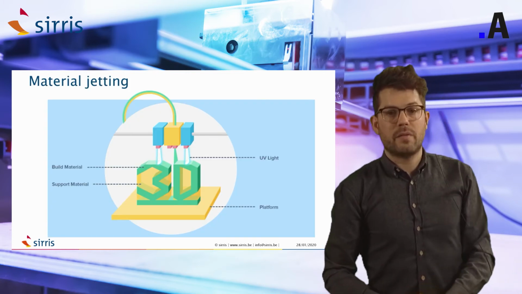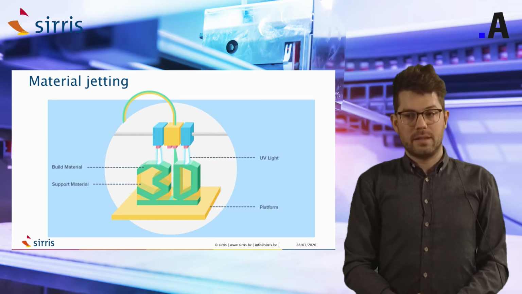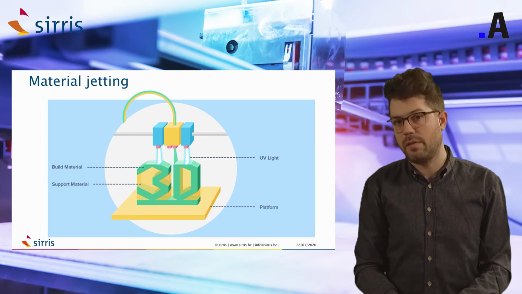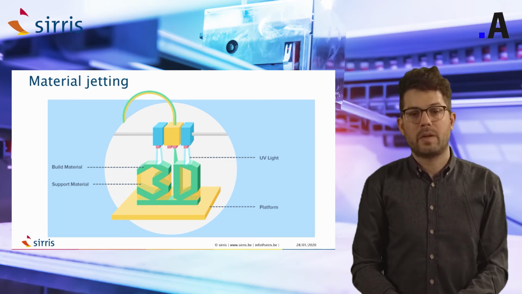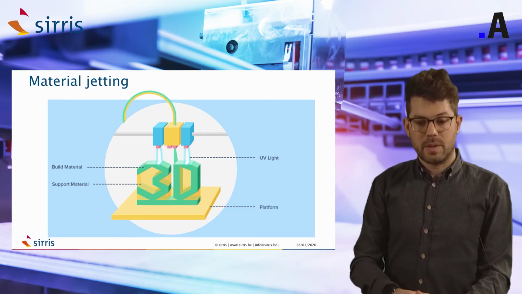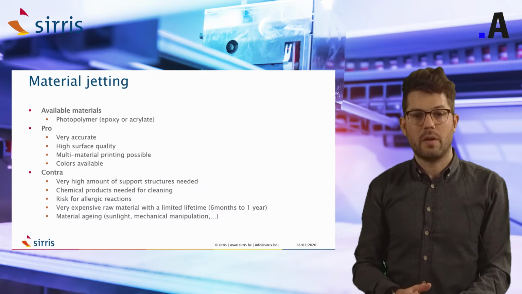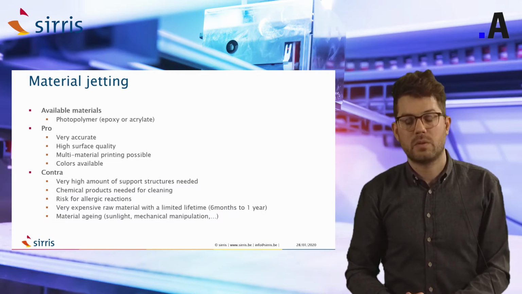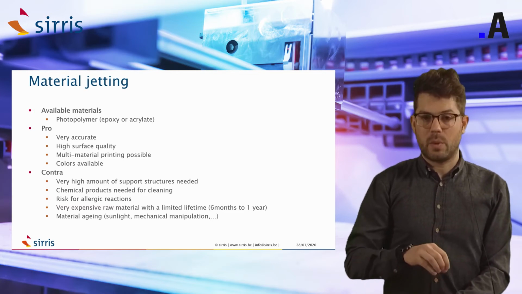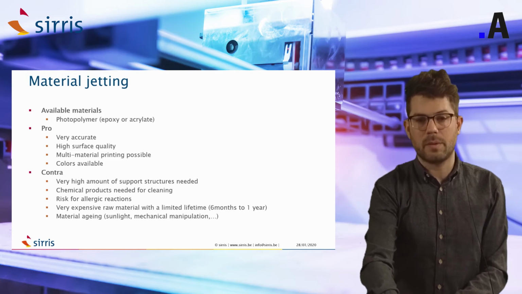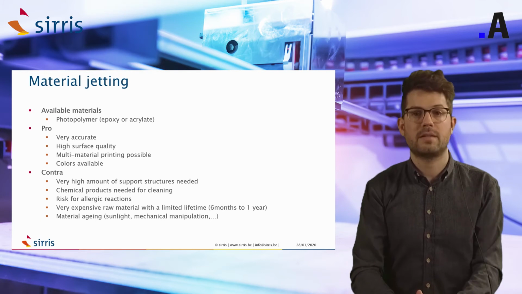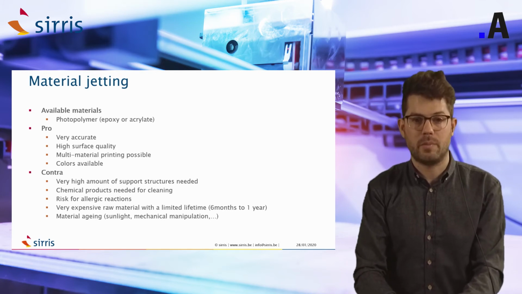Then the next technology, we have material jetting. Actually, this technology is quite comparable to a printer you have at home or at the office, because we will print the material with a print head. This material is also a photopolymer, so quite similar to stereolithography, but we will print with droplets of material. And those droplets will be photopolymerized by a UV source right after printing.